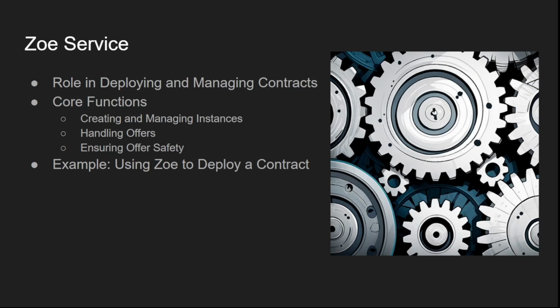Let's walk through an example of how Zoe is used to deploy and manage a contract. Suppose you want to deploy a simple auction contract. You write the contract logic in JavaScript, defining the rules for submitting bids and selecting the winner. You then use Zoe to create an instance of the auction contract. Zoe handles the deployment, initializing the contract with the necessary state and parameters.